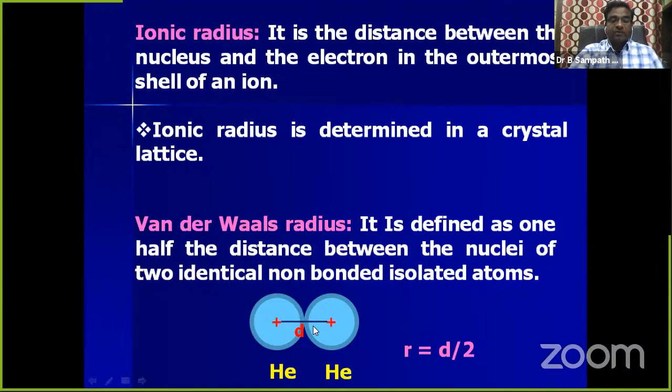These are non-bonded atoms. In the case of ionic or covalent or metallic, they are bonded. Metallic bond, covalent bond, ionic bond we have seen. But in the case of van der Waals, these are non-bonded isolated atoms. They just come closer to each other, and then we see the distance between the two nuclei. That distance is d. Here we get the van der Waals radius r is equal to d by 2. Actually, these van der Waals attractions exist in the 18th group elements, children, that is the inert gas elements.